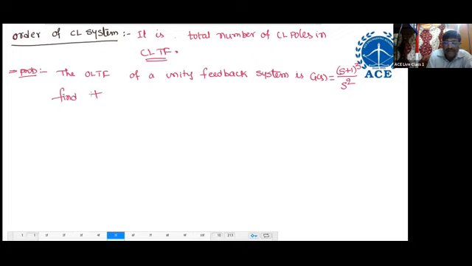Find the type and order of the system. Come on, find it. Tell the answer.